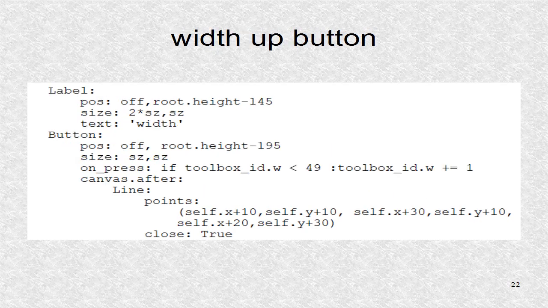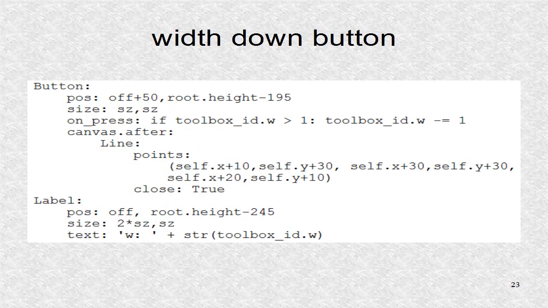22. We have a label indicating this section deals with width. There is an up button, which increments the W property. 23. The down button decrements W, and finally the label indicates the current value of W.